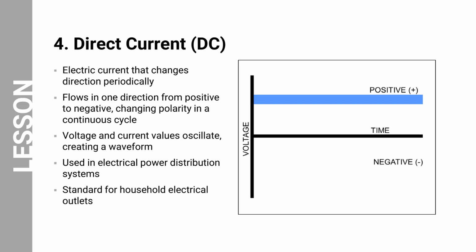Additionally, in the context of EV charging infrastructure, there are three main types of charging systems based on DC: Level 1, Level 2, and Level 3. Overall, DC plays a critical role in various electrical and electronic applications.